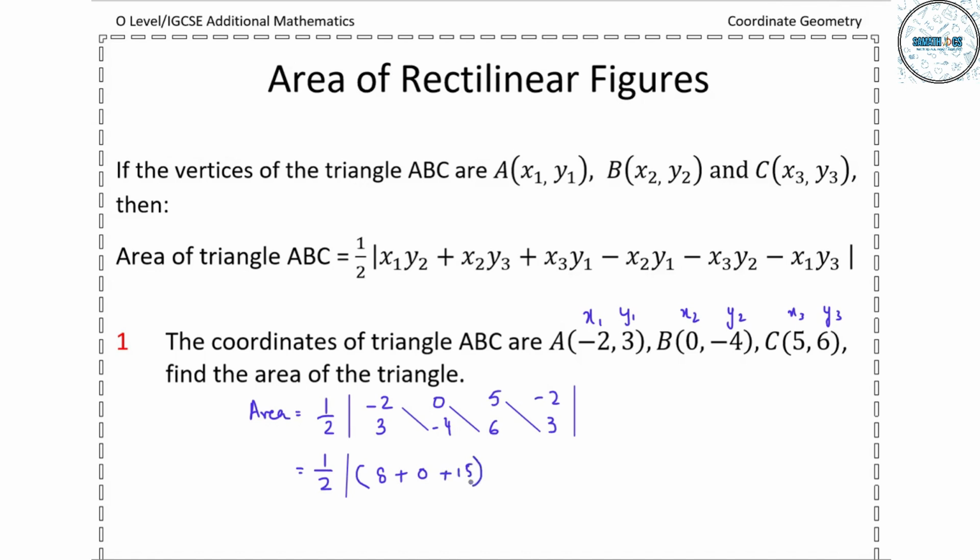We will write these in one bracket, then minus, we'll multiply 0 by 3, 5 by -4, and -2 by 6, and we will write it in another bracket. 0 multiplied by 3 is 0, 5 multiplied by -4 is -20, -2 multiplied by 6 is -12.